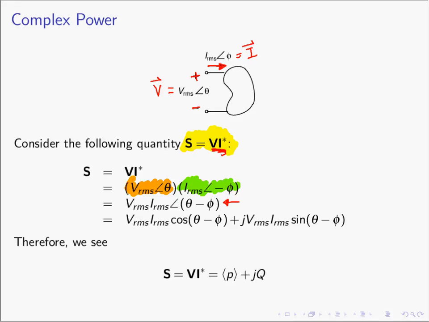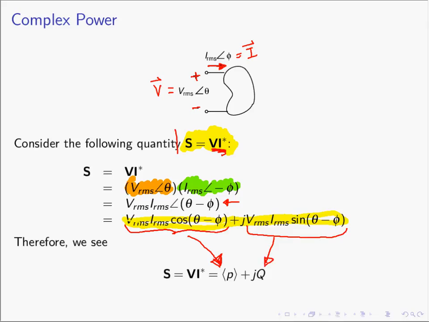defined as VI conjugate, is V RMS I RMS cosine theta minus phi plus J V RMS I RMS sine theta minus phi. And if you look at this result, you say this is familiar because this is the real or the average power. And this term, the imaginary part, is the reactive power.